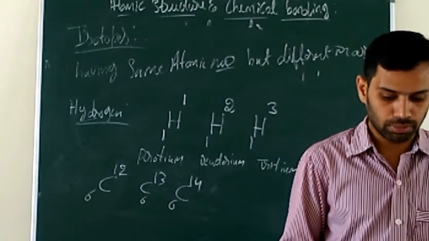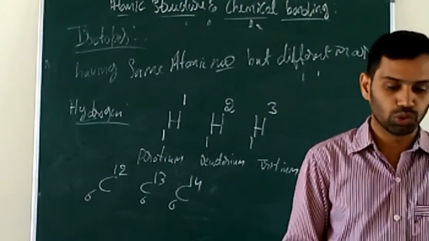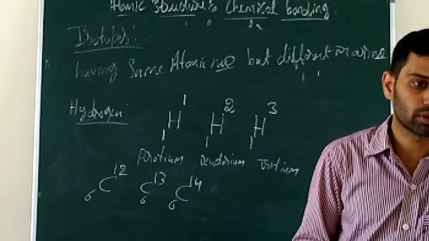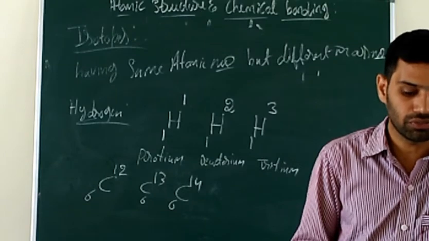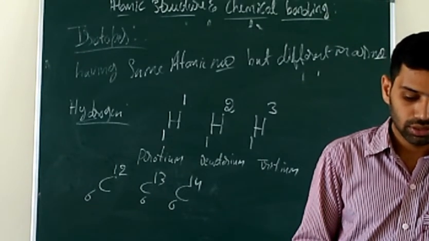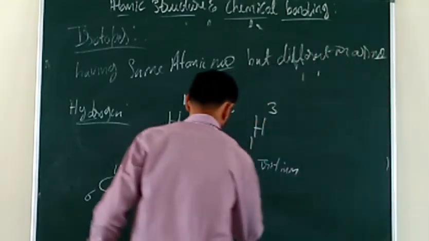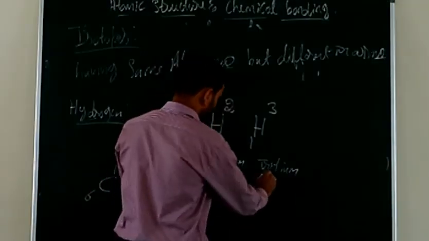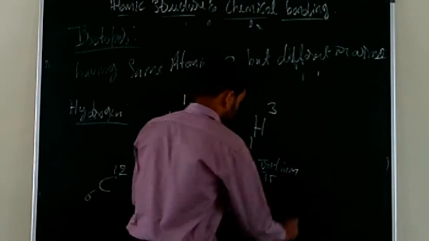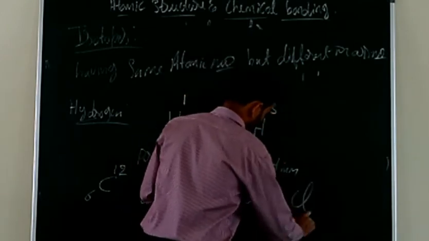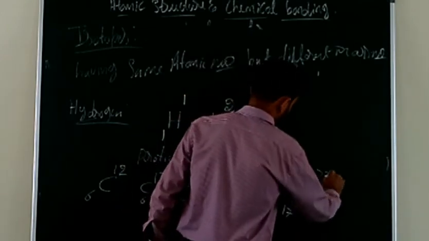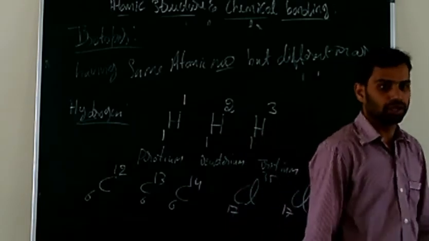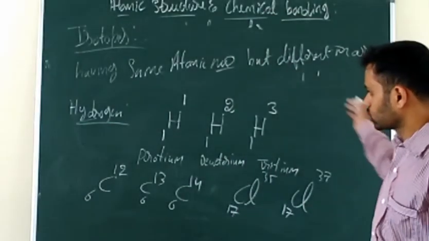In chlorine also 2 isotopes are there. They have the same atomic number, different mass number. Chlorine has atomic number 17, mass number 35. One more is there: atomic number 17 same, and mass number 37. So these are the examples of the isotopes.